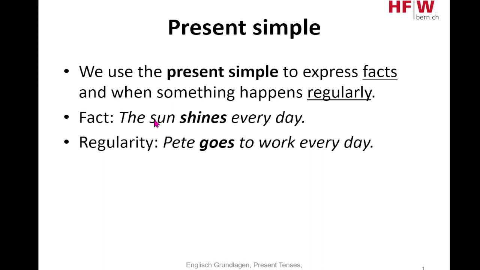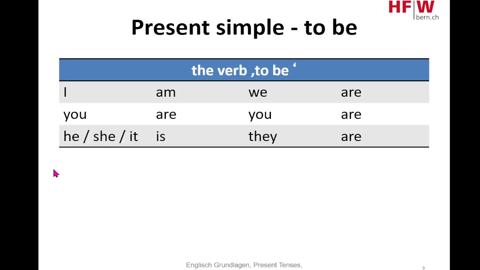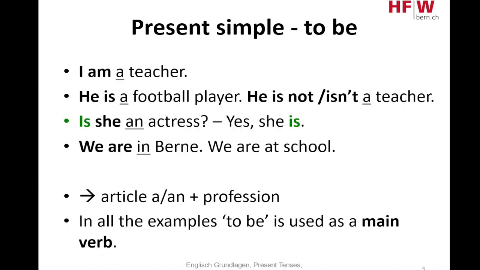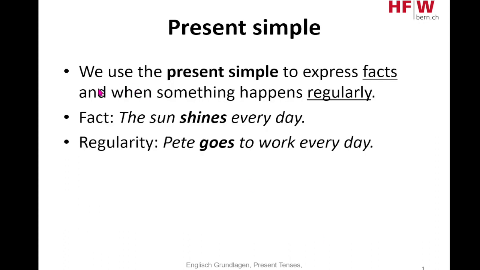Let's talk a little about examples. Fact: the sun shines every day. So the sun shines every day. This means it is a fact. It's true for a long time. The sun always shines every day. It never stops. It means it shines every day. That is talking about the truth, facts, and nature, or what is true for a long time.